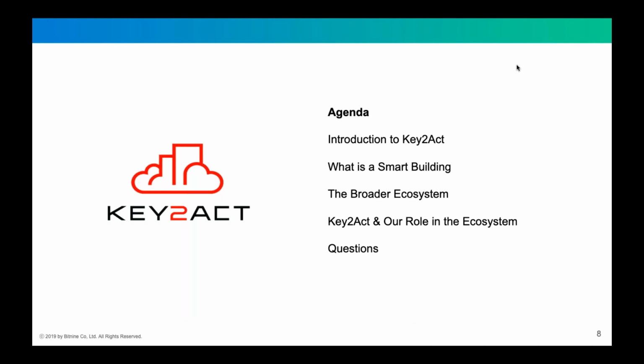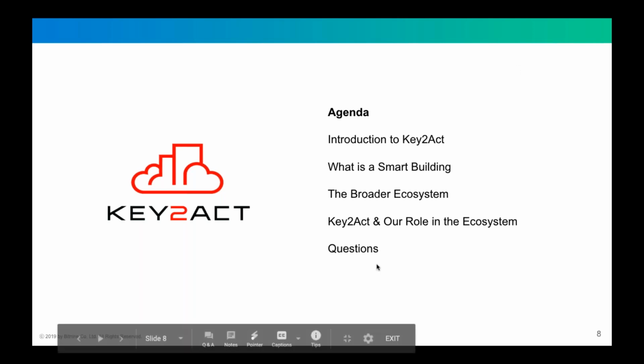So a quick high-level agenda here. We're going to go through an introduction for Key2Act itself. We're going to talk through what a smart building is, and we're also going to give you some insight into the industry that we are operating out of. It's a less commonly known industry called the building automation system industry. Give a bigger picture of the ecosystem in general, that smart building ecosystem, and then we'll give you a look into what Key2Act's role is in that ecosystem. And then we'll open it up for some questions. If there are some questions you've sent into the webinar here, we'll be able to answer some of those questions as we move on.